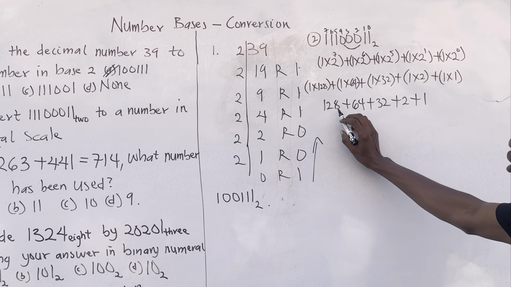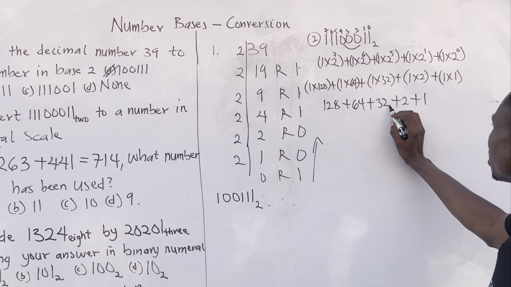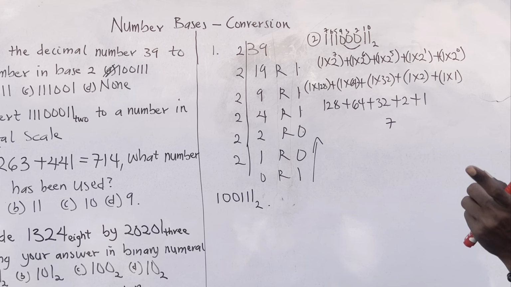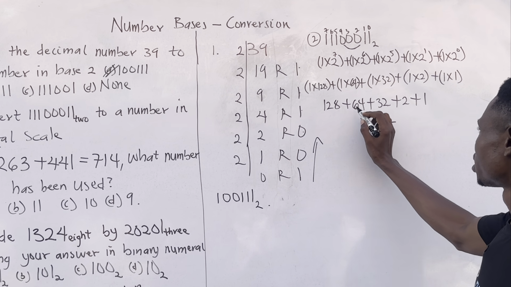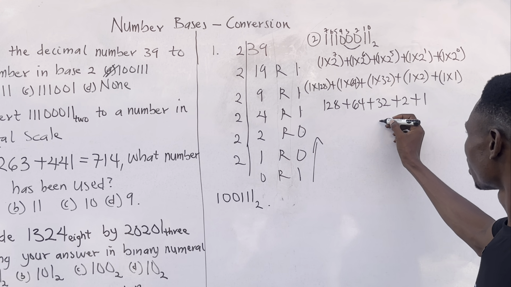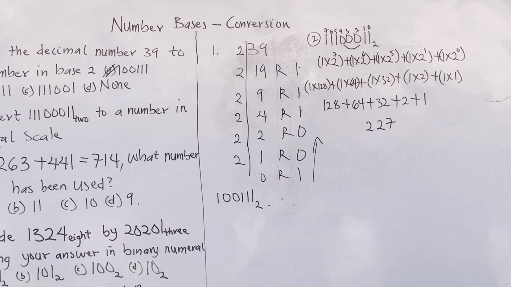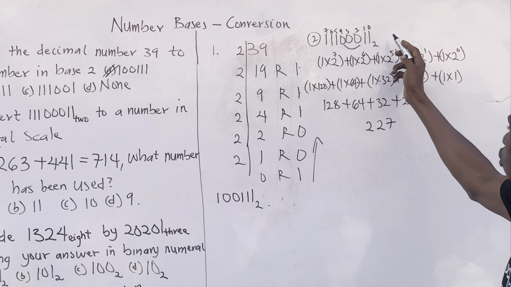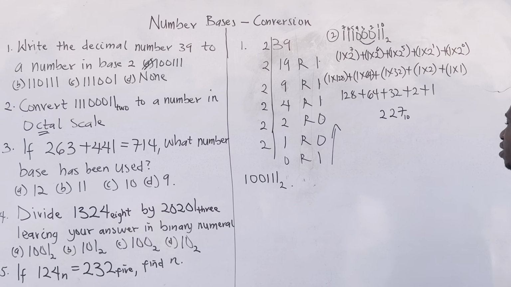So let's add 8 plus 4, that's 12, plus 2, that's 14, 16, 17. So I have 7, carry 1. So that 1 plus 3 is 4, plus 6 is 10, 10 plus 2 is 12. I write down 2 and carry 1 again. So I have 2, 2, 7. So 1, 1, 1, 0, 0, 0, 1, 1 in base 2 is 227 in base 10.